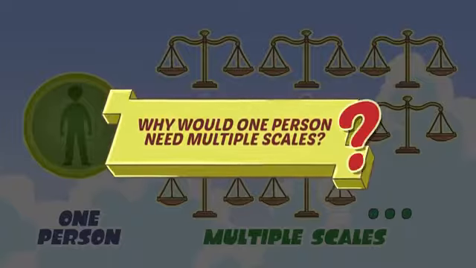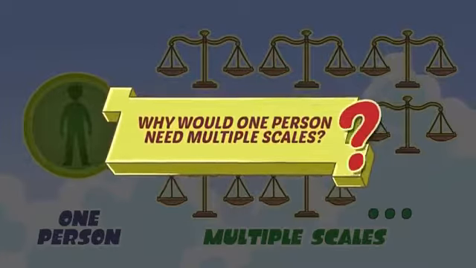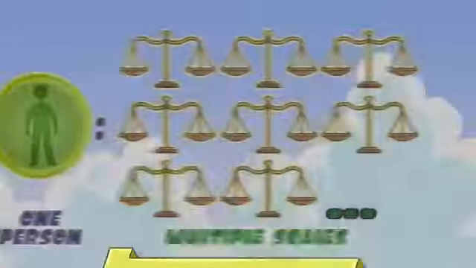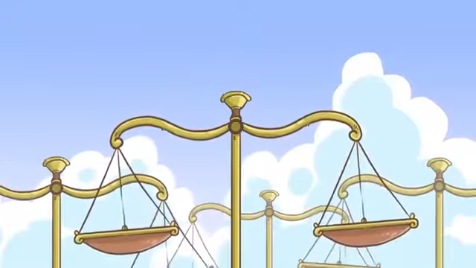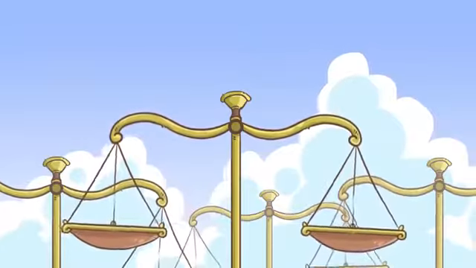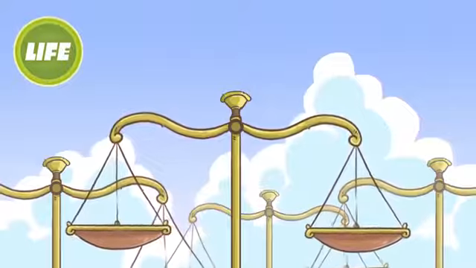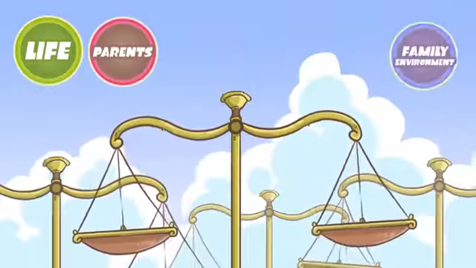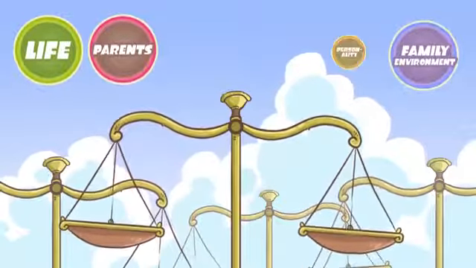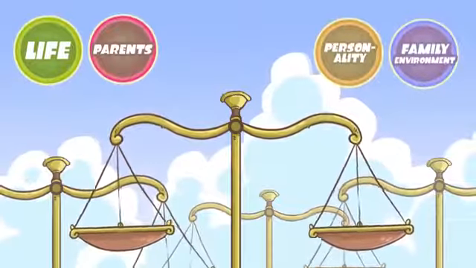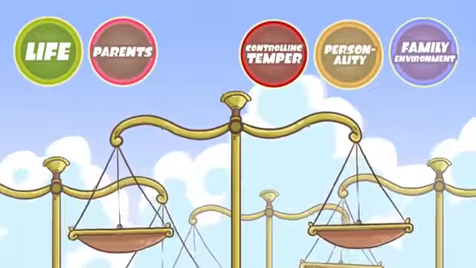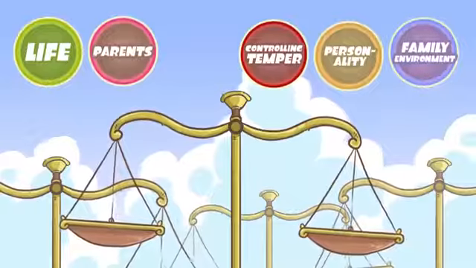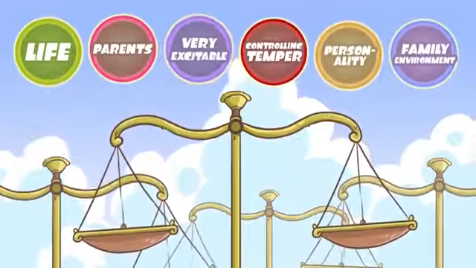So why would one person need multiple scales? We could just have one giant scale, put all the deeds on it. But actually you can think of the scales in this ayah as standards. You were given a different life than other people. Your parents are different. The family environment you grew up in is different. Your personality is different. You have a very hard time controlling your temper. Your friend has a really good control over their temper. Your brother is very calm and you're very excitable.